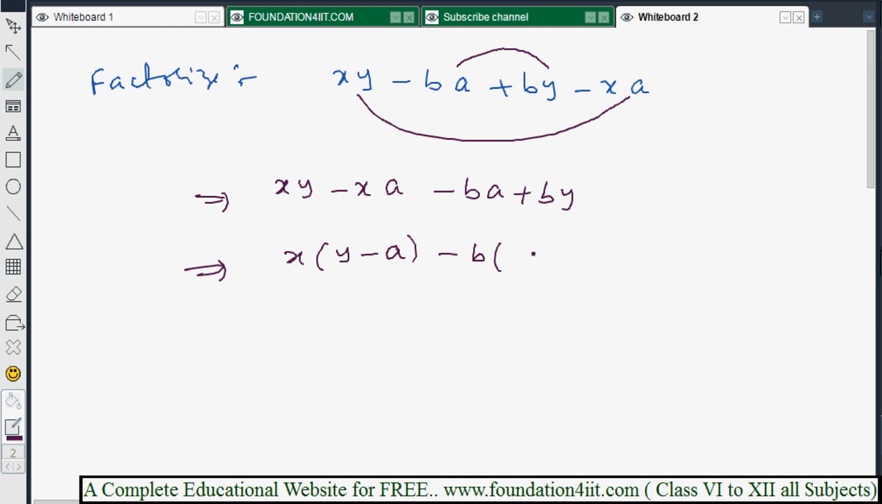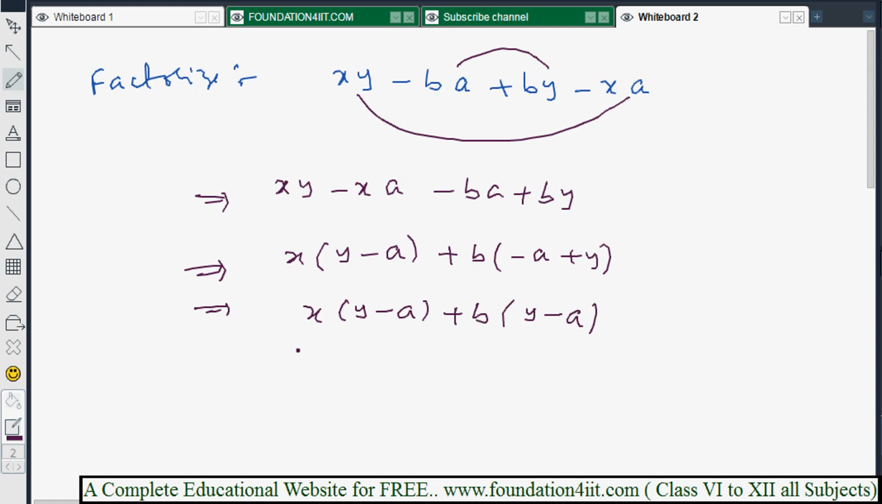Plus a minus y is coming, but here it is plus y minus a. So I am taking plus b only, take common. So plus b, if you take common, then it should be minus a plus y, right? So you can observe clearly. Instead of minus b, plus b common means minus a is left, plus y. So y minus a is the same. You can write this step if you want: x into y minus a plus b into y minus a.